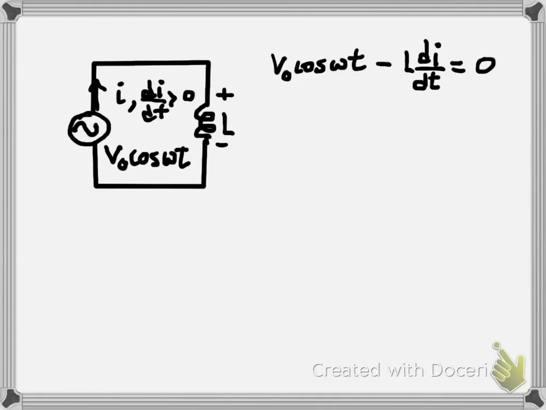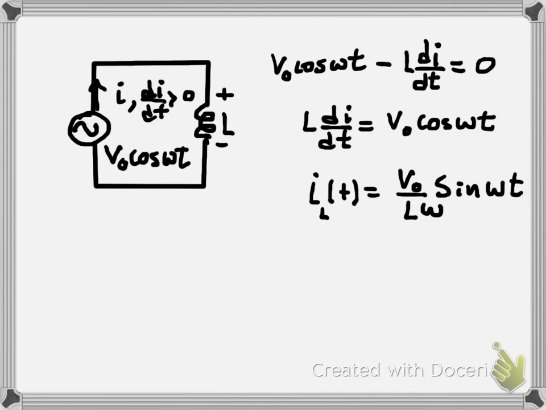So the applied voltage V0 cosine omega t and minus the difference in potential across the inductor, moving in the clockwise direction, those two differences in potential should add up to 0, which tells us that L di/dt should be equal to V0 cosine of omega t. So this equation is pretty simple to solve. We just have to integrate the right hand side with respect to time to get the current.